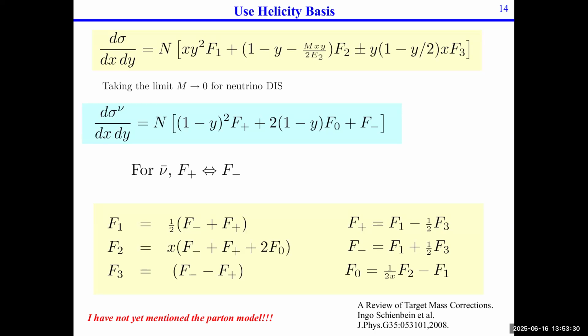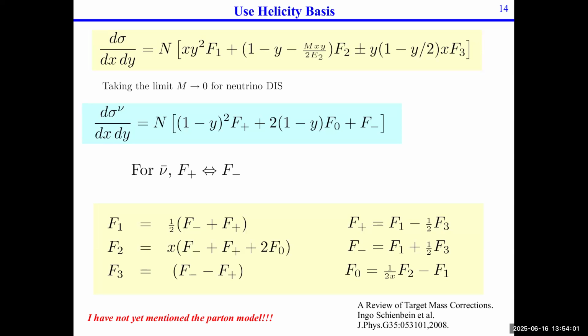And I'm going to do this for neutrino deep inelastic scattering. And that's because for that case, I have a W exchange, so I have a left-handed coupling, left-handed current. For antineutrino, you just swap. I've converted the F1, F2, F3 in terms of the helicity structure functions. So plus is right, minus is left, and 0 is longitudinal. That's going to be convenient for where I'm going.